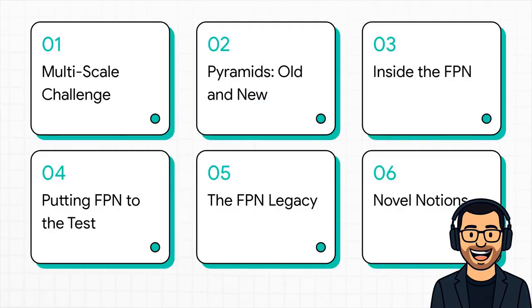So here's how we're going to unpack all this. First, we'll really dig into why this multi-scale thing is so tough. Then, we'll look at some of the clever but kind of flawed early attempts to solve it. And that's going to lead us right to the main event, the feature pyramid network. We'll see how it works, how it completely blew away the competition, and of course, the legacy it left behind.